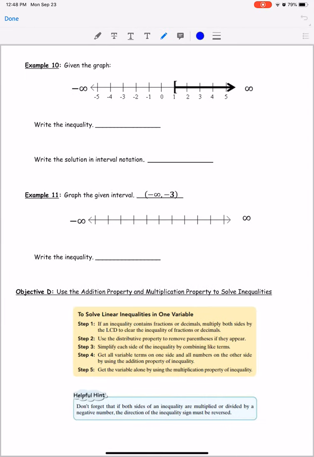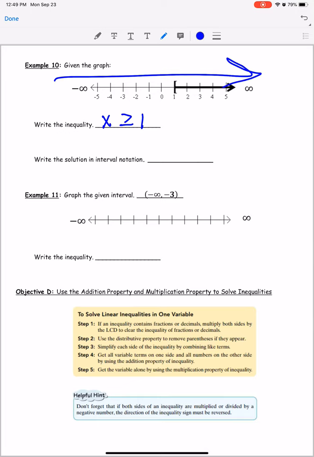So I know I'm going to have X. I know it's going to be 1 since that's where my symbol is. So now we just have to figure out what symbol it needs. Is it less than, greater than, less than or equal to, or greater than or equal to? Well, it's pointing this way, so I know my symbol also needs to point that way. And because this is a bracket, that means there's a line underneath it. So that's my inequality.